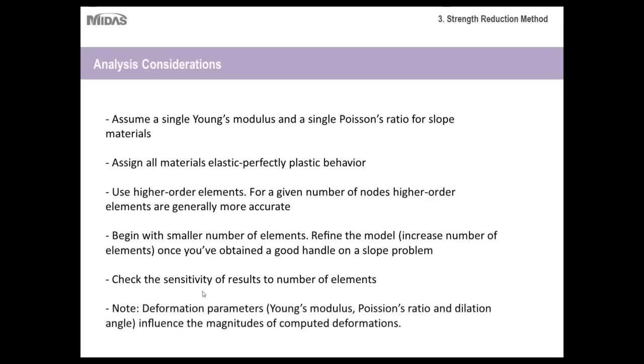Another thing to note is that the deformation parameters, such as Young's modulus, the Poisson's ratio, and the dilation angle, influence the magnitudes of computed deformations. So if you have deformations that seem erroneously high or low, typically it's directly related to the parameters you entered for the Young's modulus, the Poisson's ratio, and the dilation angle. So it's good to go back and check those to make sure they have been entered correctly, or that they are within reasonable values.